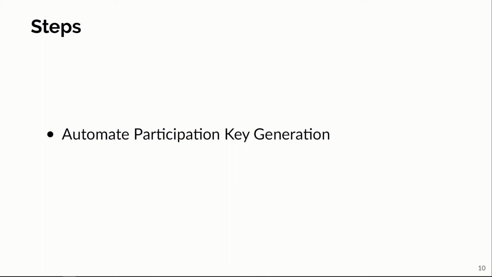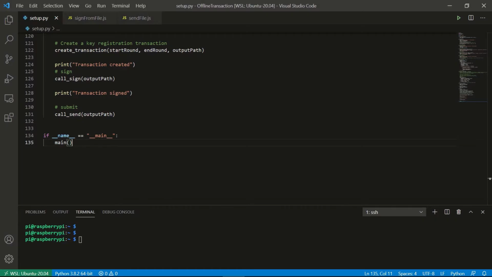Welcome back to the second part of this tutorial. We dive into the next part, which is the automation of participation key generation. For that I have made a Python script, which I will now guide you through.